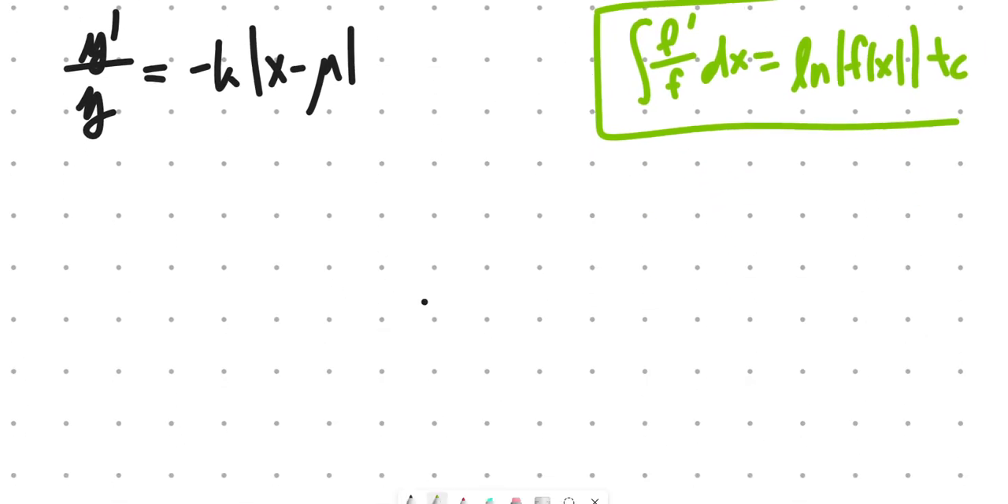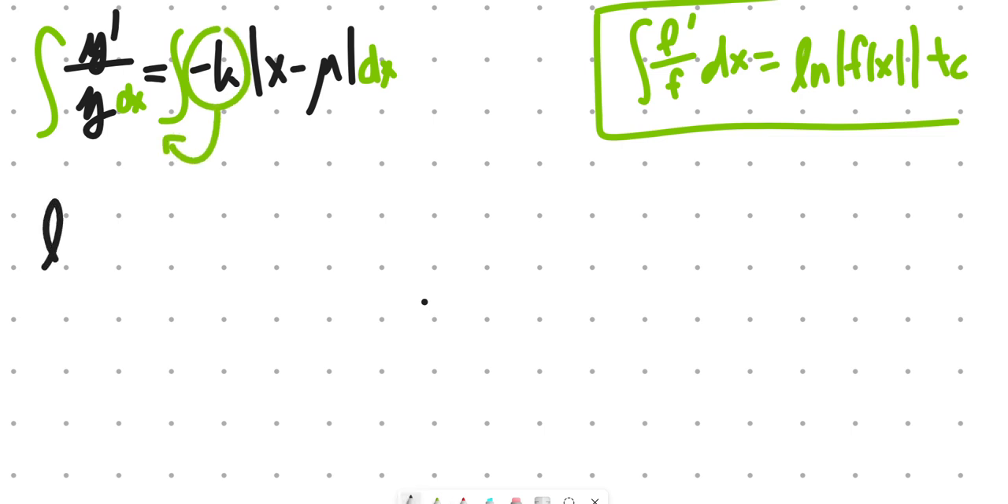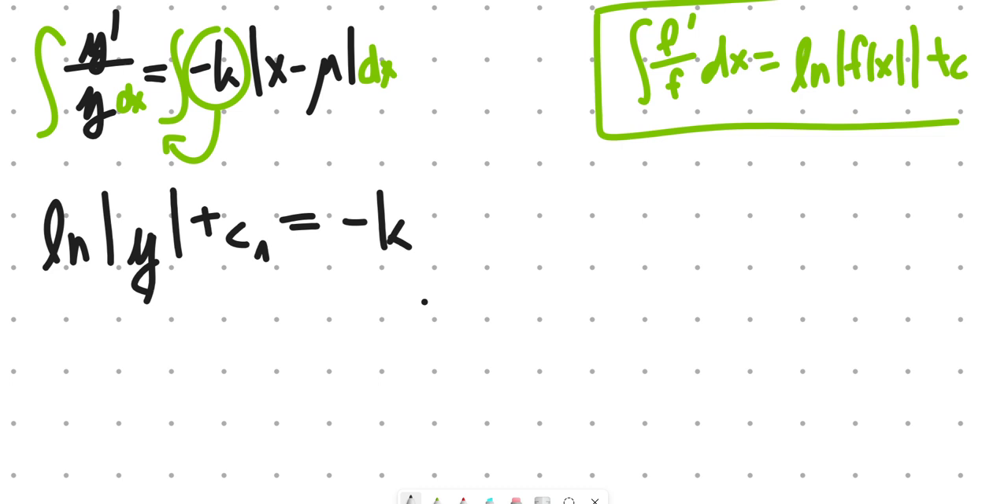So we can rewrite and put the integral signs over here, with the dx over here and here. And since minus k is a constant, we can put it outside. So we have ln y of x plus c1, and we also get c2, is going to be negative k times the integral of x minus mu dx.